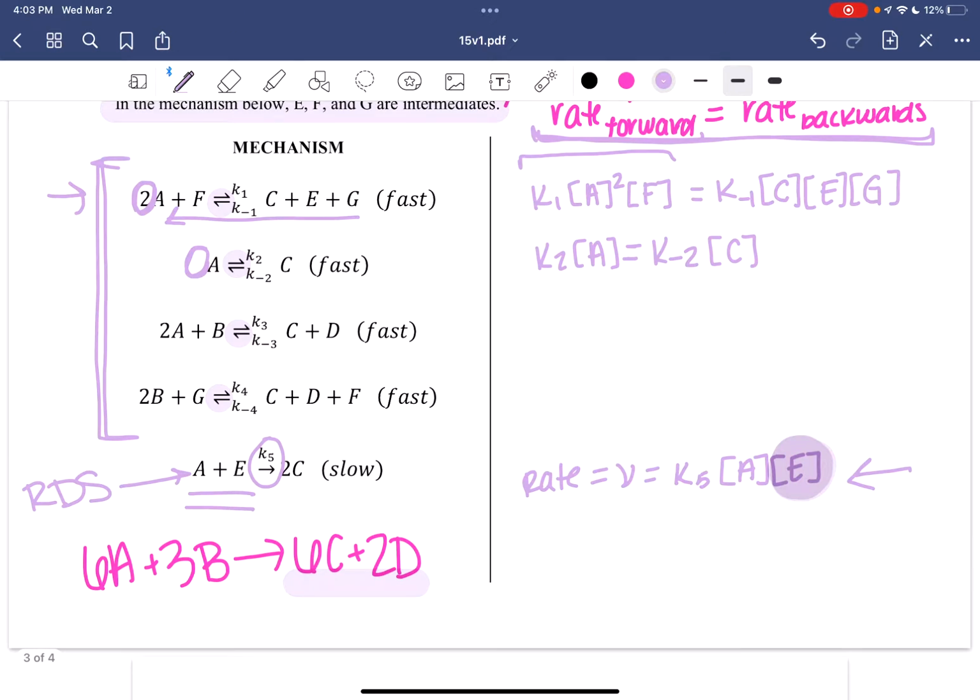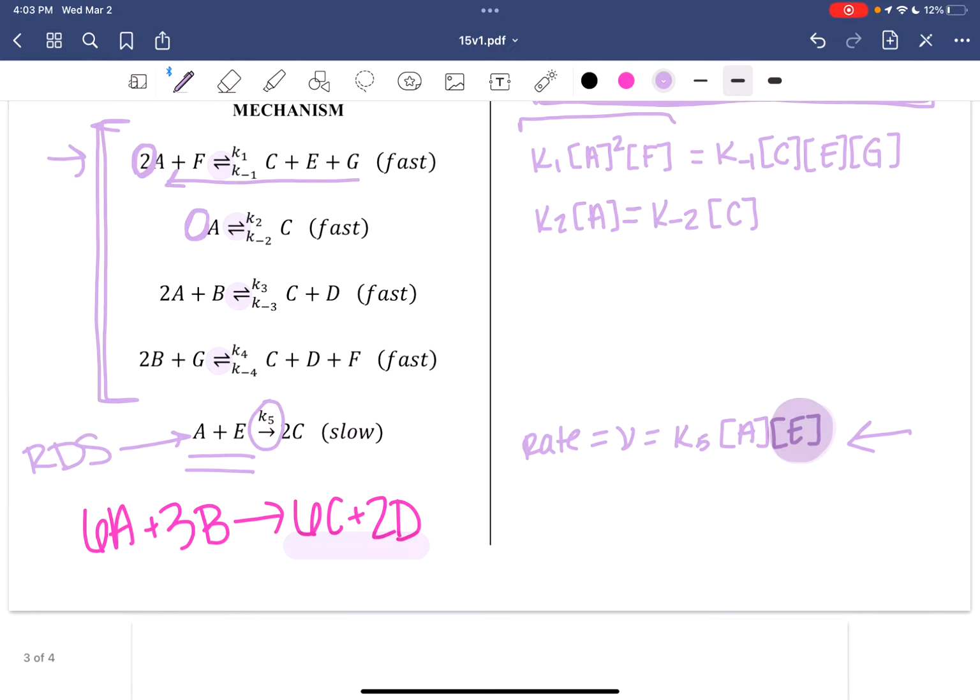So now we're going to do the rate expression for the third fast equation. So again, we have K3 as our forward reaction rate, and the reagents are A, and now again we're going to do to the power of 2 because of that coefficient there, and then it's multiplied by the concentration of B, and that's equal to the backwards rate constant times the concentration of C times the concentration of D.